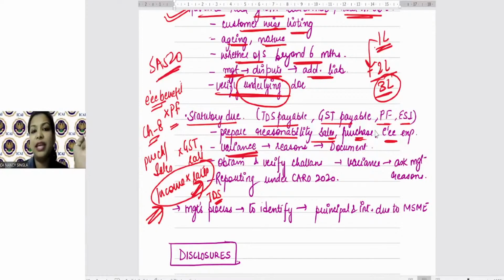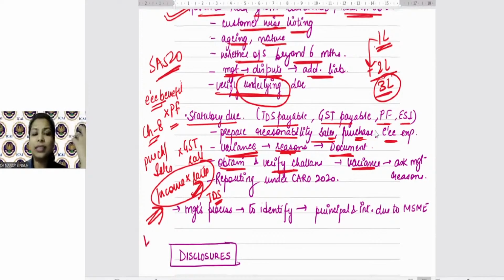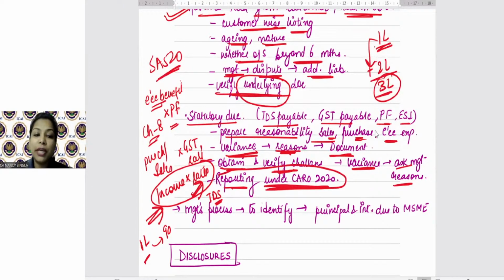In case of any variance, he will discuss the reasons with the management, and if such reasons are found satisfactory, he'll document them. The auditor will obtain and verify the challan copies. In case of any variance, according to the auditor, let's say 1 lakh of TDS is to be paid, but according to the challan 90,000 has been paid, then what is the difference? And ask the management. In case of any variance, the auditor will ask the management. If reporting under CARO, the auditor will make sure that he has met his reporting requirements under CARO.